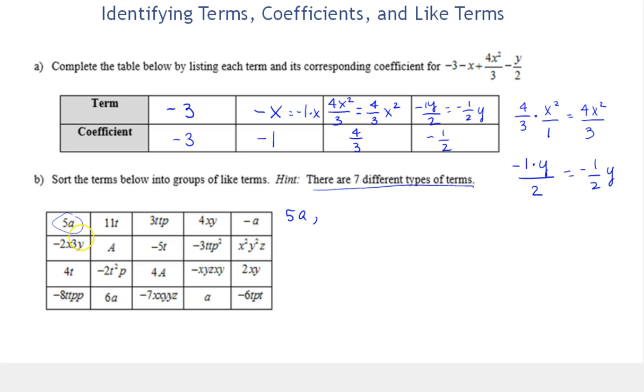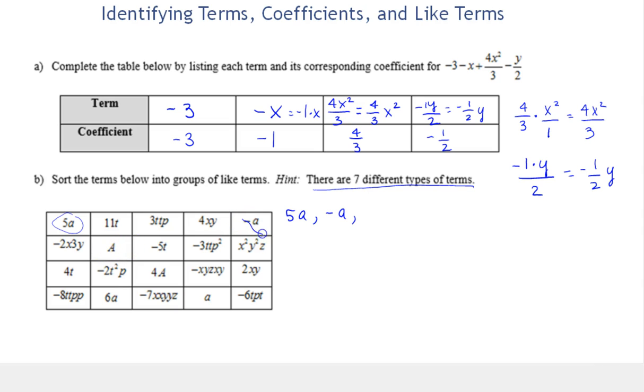Now something is a like term with 5a if its variable part is also a. So I'm going to go through and see if I can find any other terms. Well, there's one, negative a. Its coefficient would be negative 1. Its variable part is a. Notice here there's a capital A, but we distinguish between lowercase letters and capital letters. Sometimes when we use lowercase as opposed to capital, they represent different variables. So capital A and lowercase a are not the same.